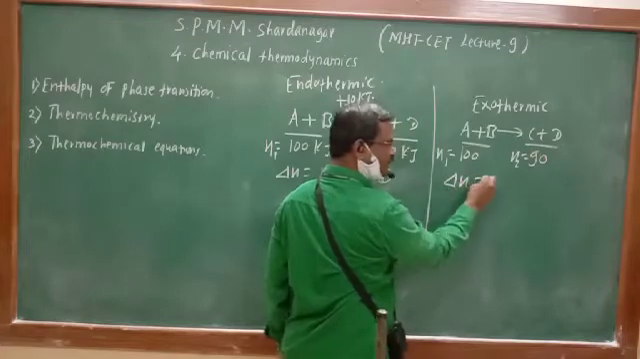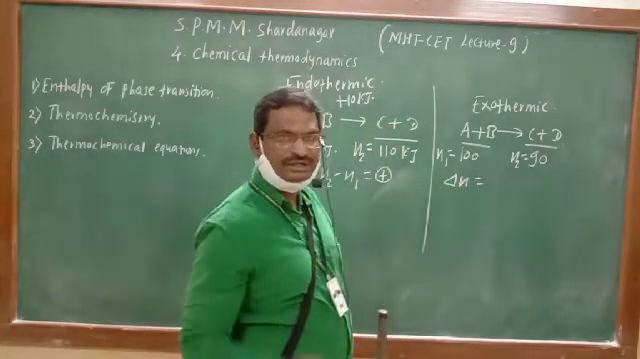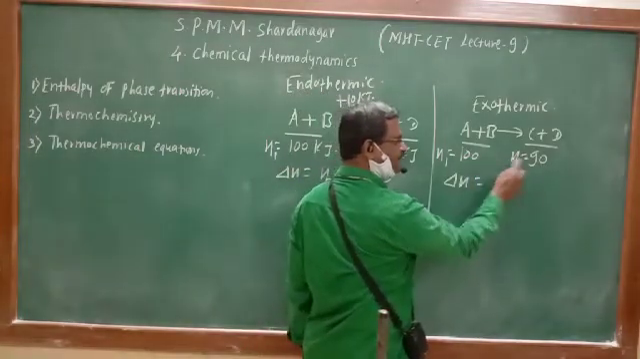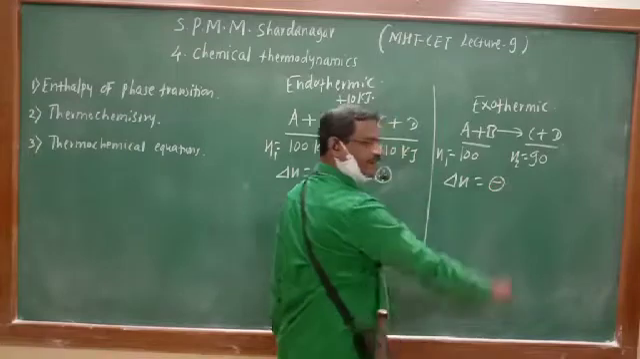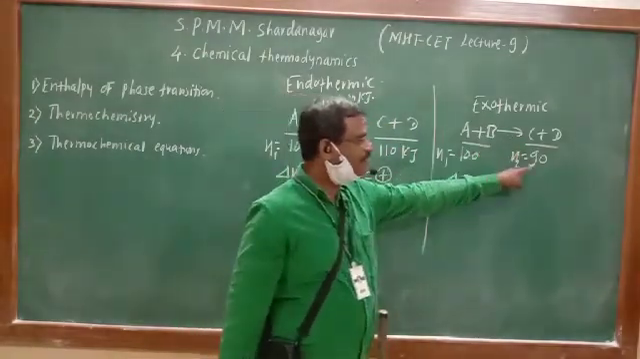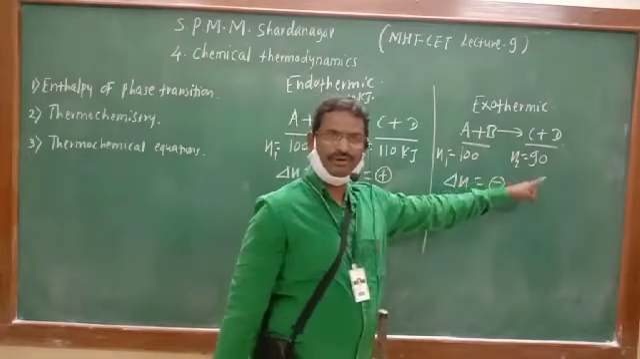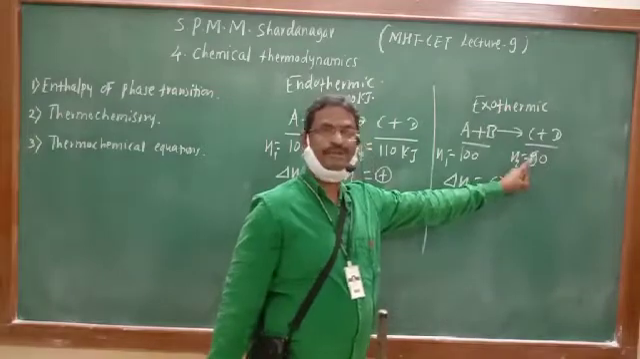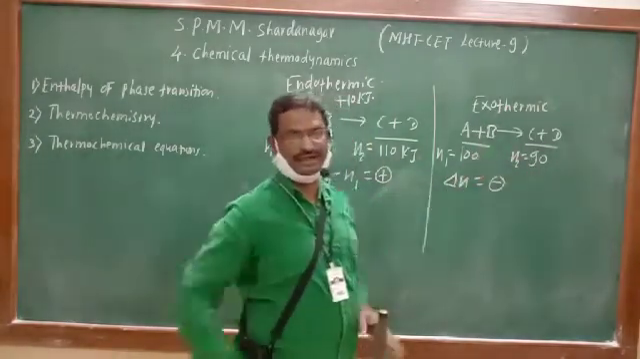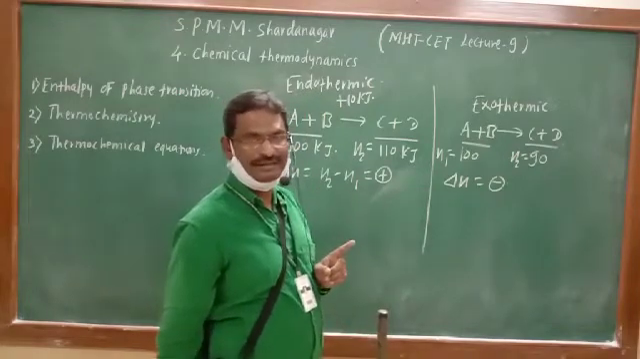What is the value of delta H now? Is it positive or is it negative? This is negative, because H2 minus H1, 90 minus 100, is negative. And products have less energy as compared with reactants. Therefore, in an exothermic reaction, products are more stable than the reactants. Products are more stable than the reactants.